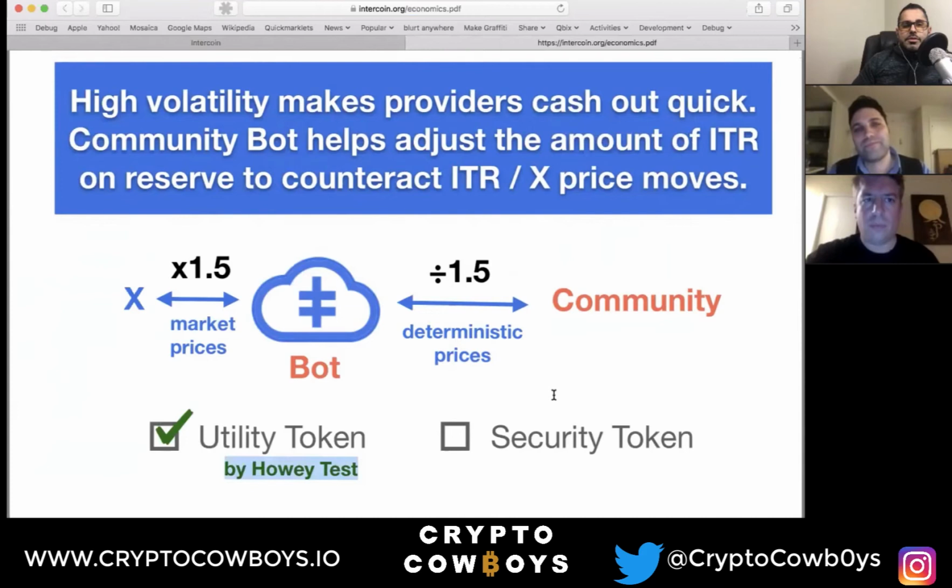Interesting. Can you elaborate a little bit more on the universal basic income feature of Intercoin? Let's just say a year or two down the line, or even a couple months down the line, Intercoin's launched. We can buy the coin on exchanges or through Qubix. How does this work? Do I stake the coins in a wallet, kind of similar to proof of stake, and I just receive a dividend? How does this universal basic income feature work with Intercoin? Jason, you want to take that one?